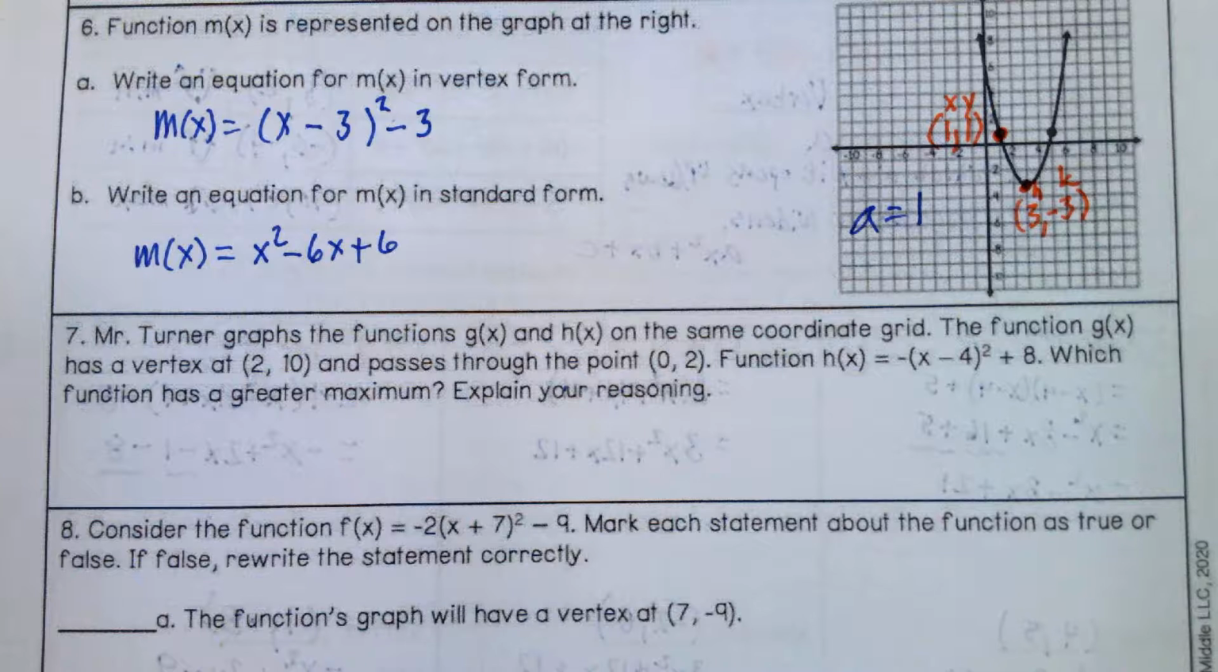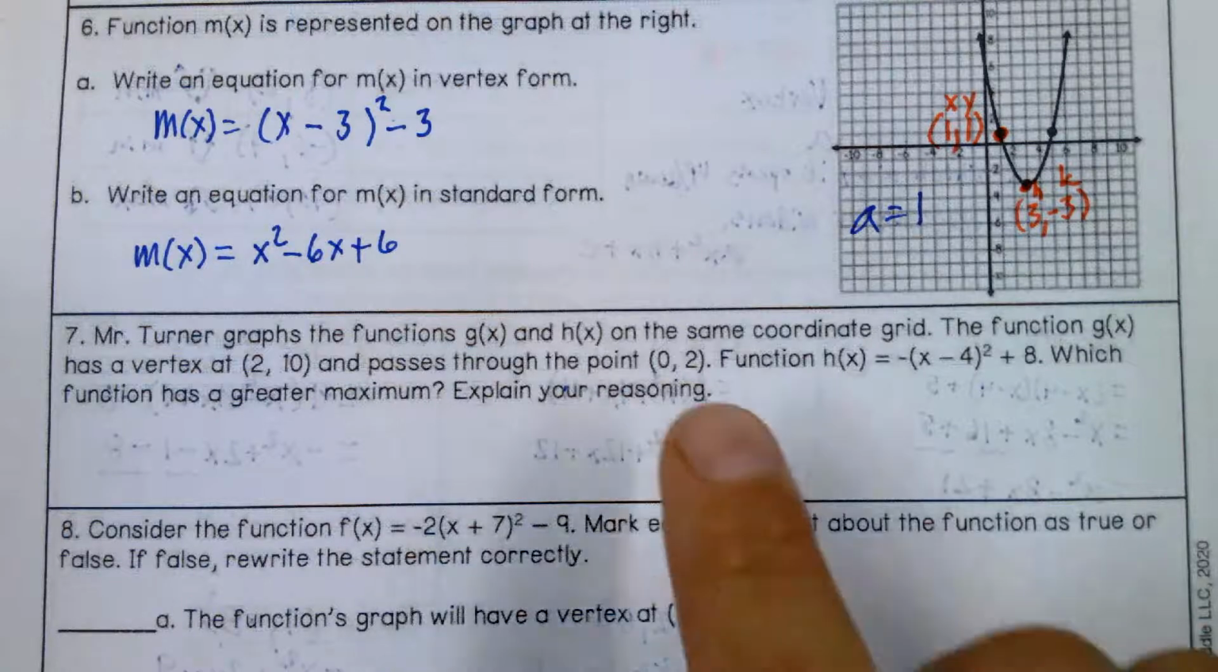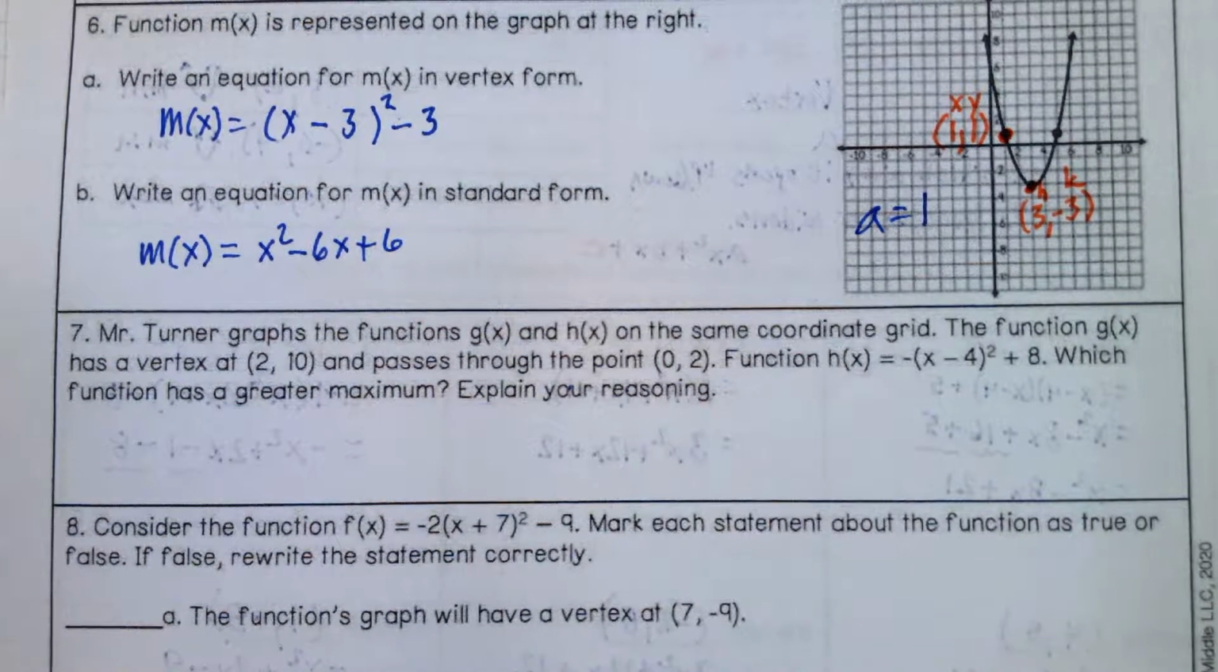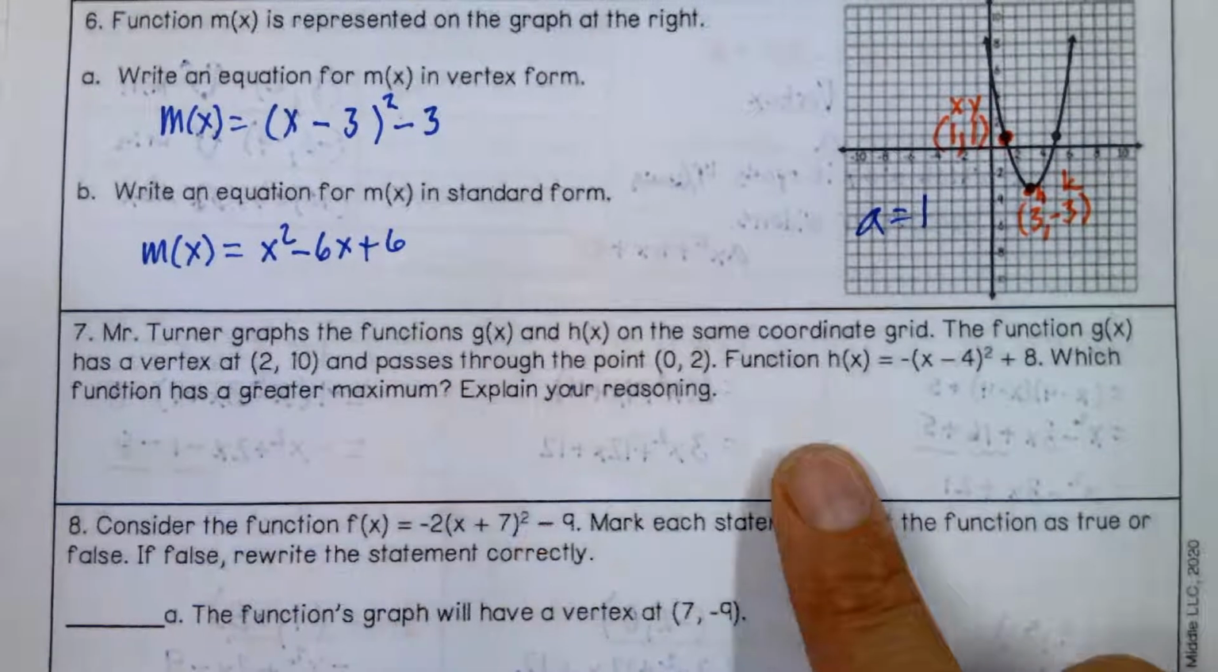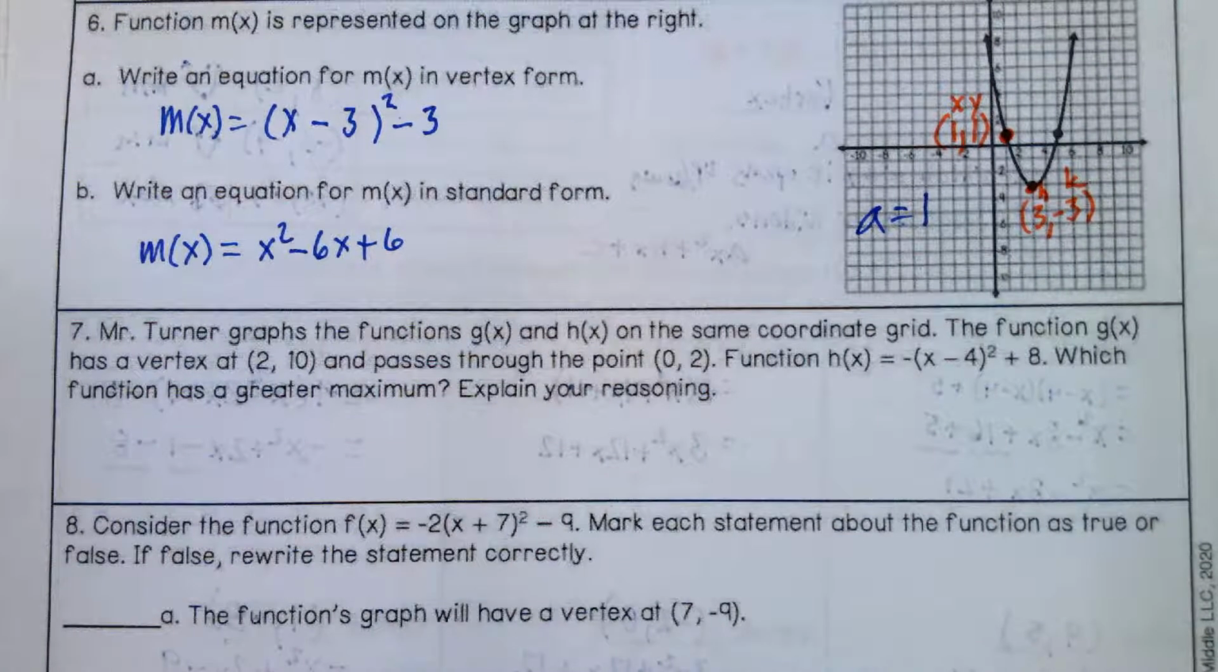Let's take a look at number 7. Mr. Turner graphs the function g of x and h of x on the same coordinate grid. The function g of x has a vertex of 2, 10. Okay? And passes through the point 0, 2. Function h of x is that one. Which function has a greater maximum? Okay, so it turns out both of these are going to open down. So g of x and h of x are going to open down. So they're going to look like this.